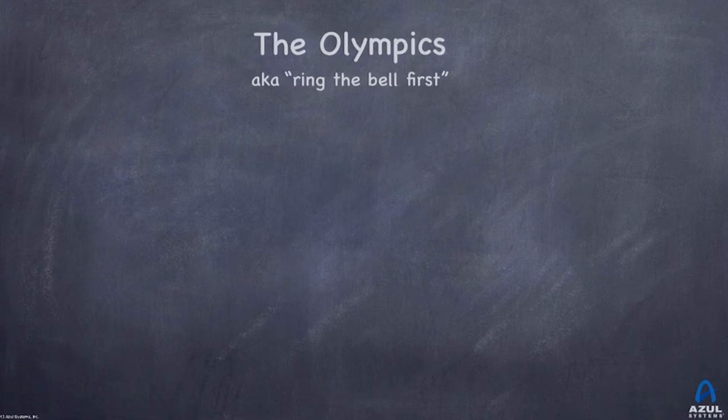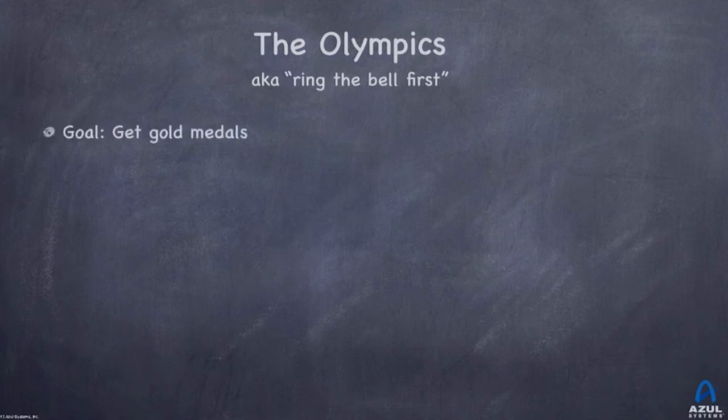Let's look at applications and see what kind of requirements are natural to those applications. I classify them by example words like these, the Olympics, where this is a classic use case for really simple trading, for example. It's called ring the bell first. You know, there's one opportunity. Whoever gets there first will take it. Nothing else matters. Second place, third place, fifth place, don't matter. You either got it or you didn't. You have to be faster than everybody else and no faster than that, right?